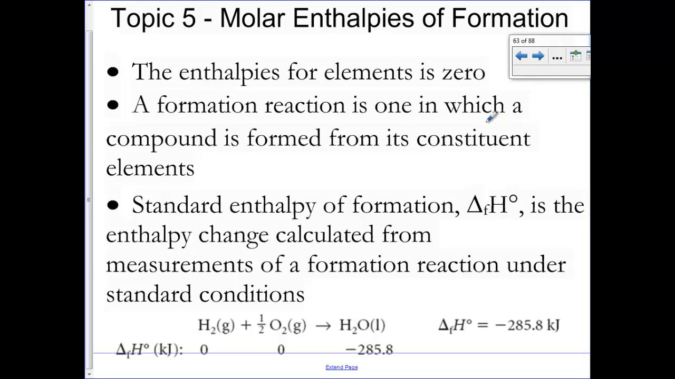Today's topic is going to focus very specifically on one kind of reaction, and this is a table that's in your data booklet. We're going to focus.